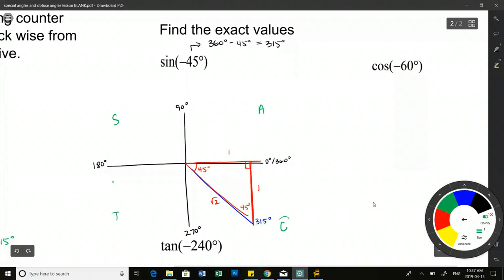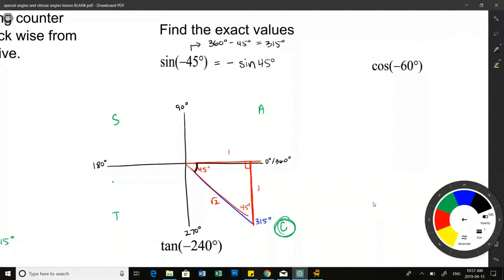Don't forget to do your cast rule. We're in the cosine quadrant. So is my answer going to be negative or positive if we're in the cosine quadrant and taking the sine of something in the cos quadrant? What's that, Joey? Negative. So this is going to be equal to negative sine of the reference angle, which we said was 45 degrees. Okay?